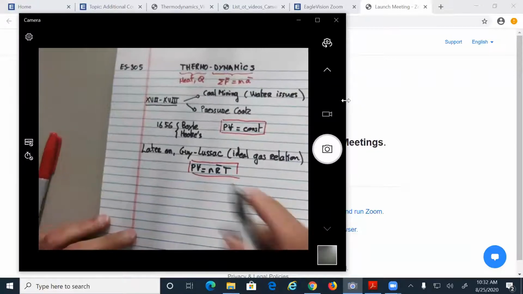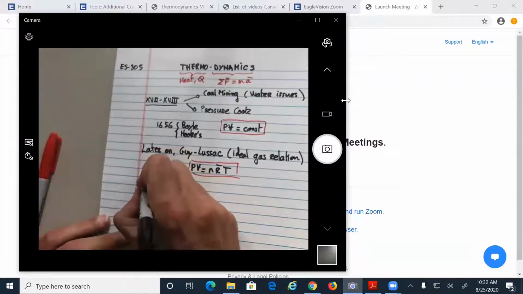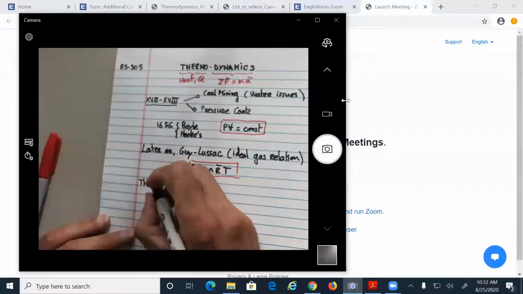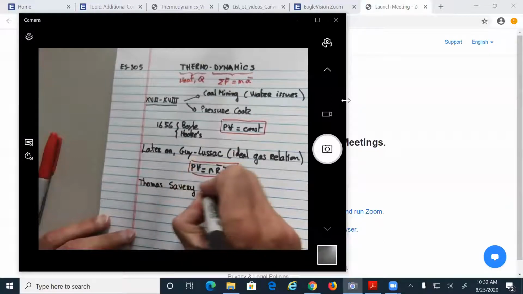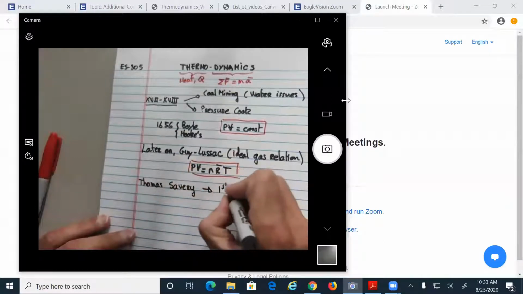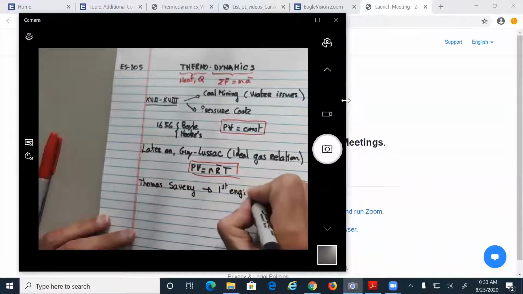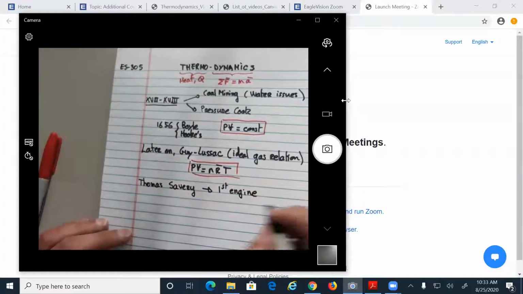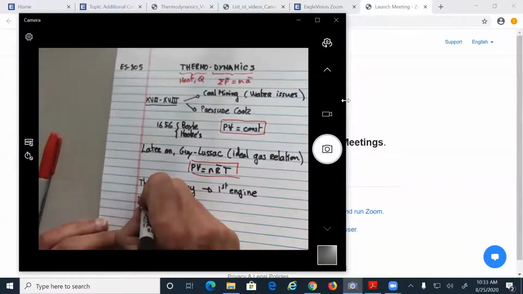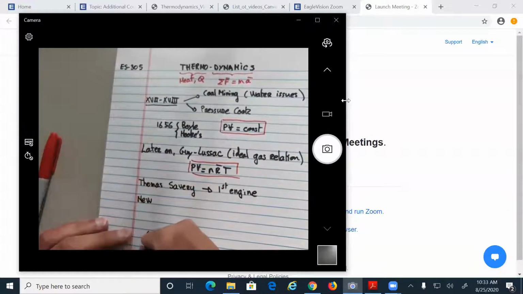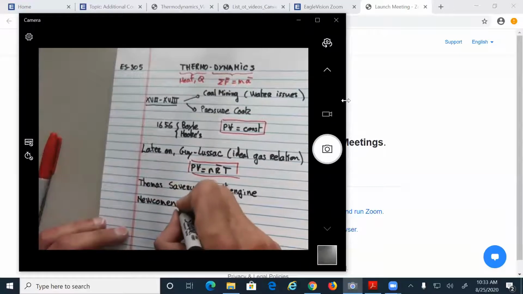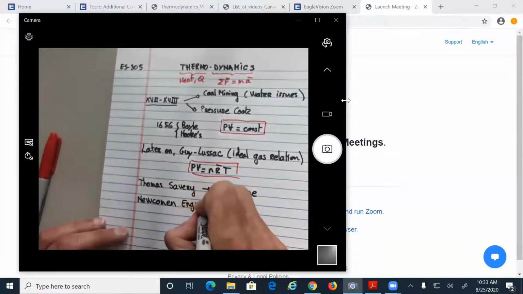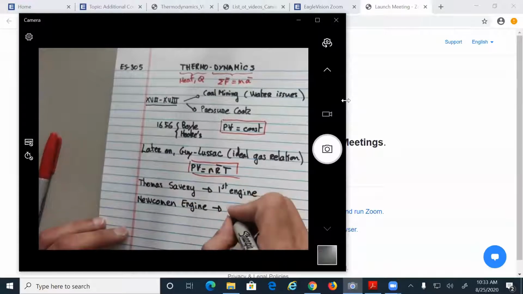Then really the first engine was developed by Thomas Savery. He is really the first one that did the first engine. All of these are based on steam engines. And then you might know this name: the first functional engine was developed by Newcomen. And he's really the first one that got the first real good patent.